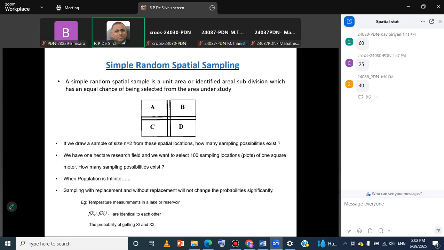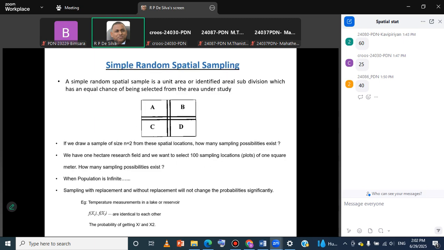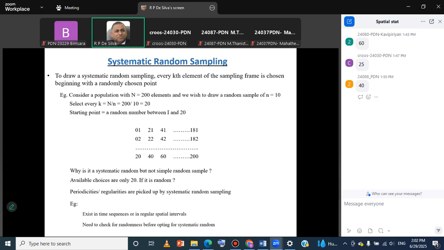Right? So if it is randomly distributed, it will give you some kind of valid probability value when you calculate it. But systematic random sampling is opposed to the previous one, simple random sampling. So instead of simple, we put systematic. We do it in an organized way. Right? I'll give you an example.